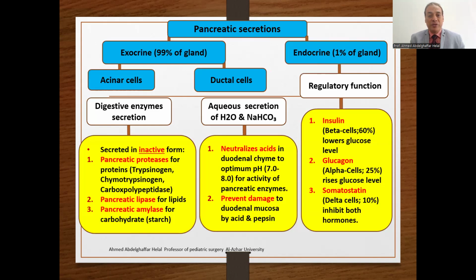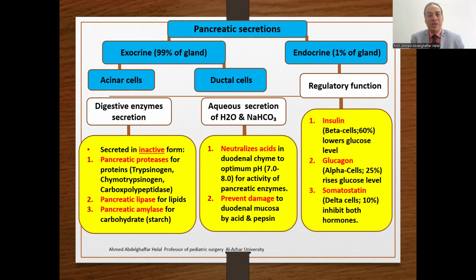To summarize and review, the pancreatic secretions may be exocrine or endocrine. The exocrine may be from the acini and the acinar cells and may be from the duct cells. The acini will produce the digestive enzymes responsible for the digestion of protein, carbohydrate, and lipids. The most important point is that the enzymes are secreted inside the acini in an inactive form, so they will not digest or injure the parenchyma or the cells of the pancreas.